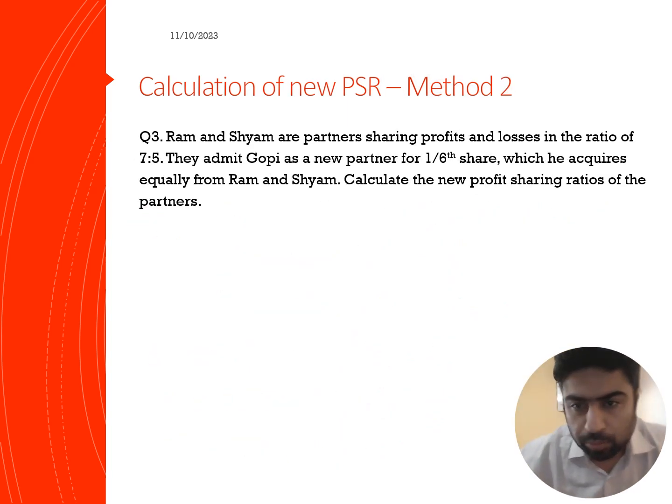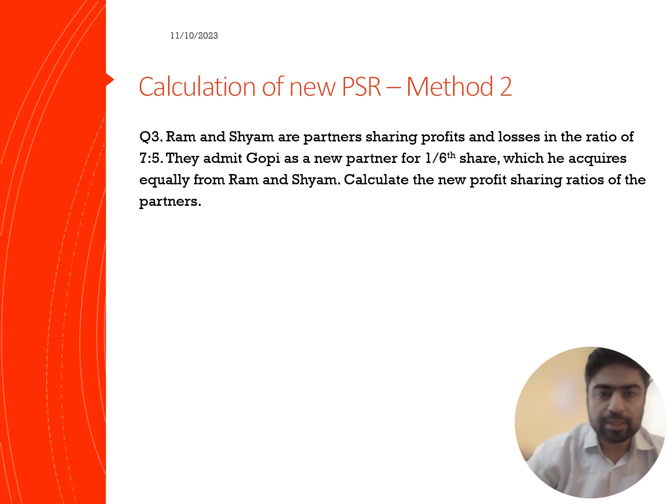In method 2, it becomes a bit different. So basically in method 2, the solution and the way we need to solve the question will be slightly different than what we've done in method 1 so far, right? So let us understand this with the help of an example as it is given in this question. It says Ram and Shyam are partners sharing profits and losses in the ratio of 7:5. They admit Gopi as a new partner for 1/6 share, which he acquires equally from Ram and Shyam.